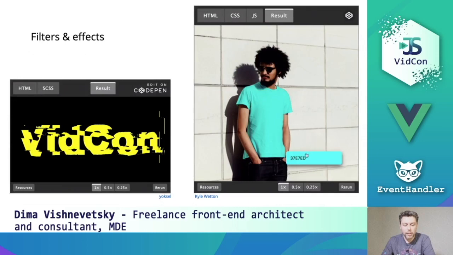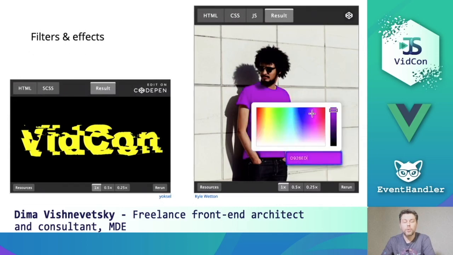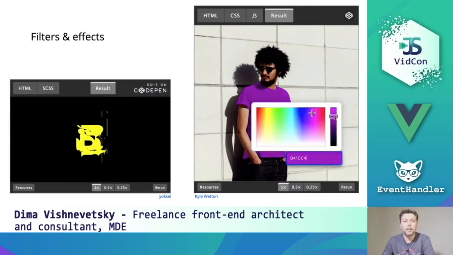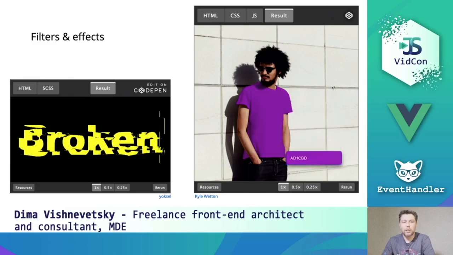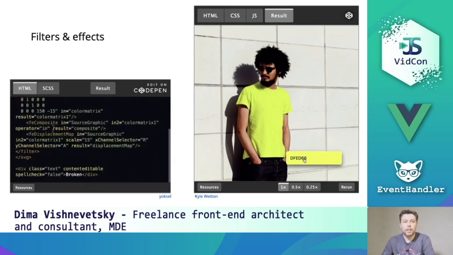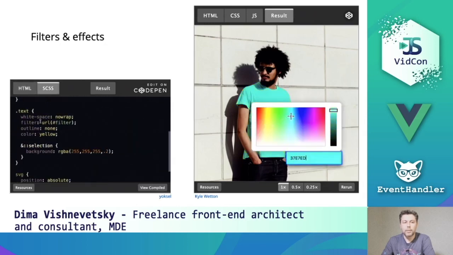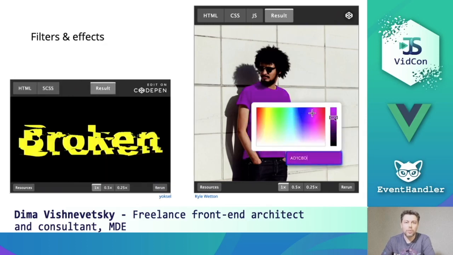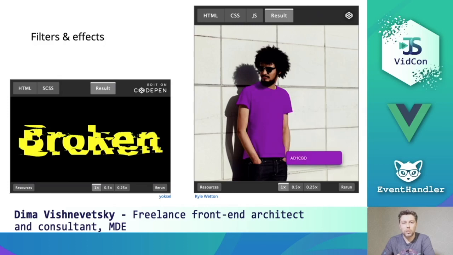Okay, so filters and effects. On the left side, we can see a broken filter. I mean, it's not called broken, but it's a live text that has an SVG filter applied on it that adds a distortion map. And it's a really cool effect because it's a live text again. You can just write whatever you want and you get the distorted effect on it.